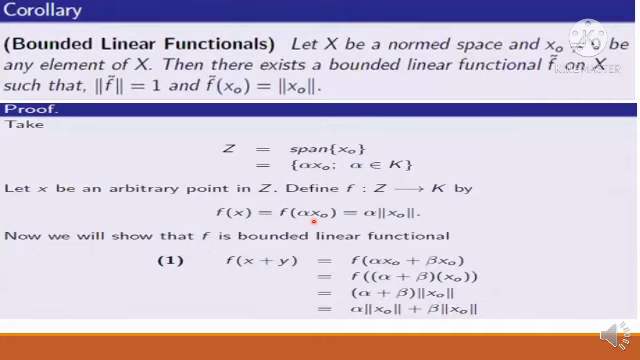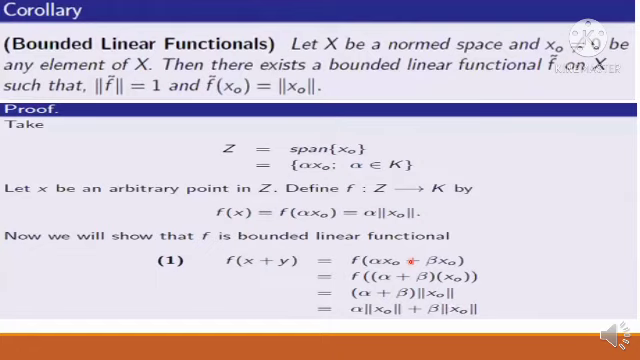If we apply this f on alpha x0, it will give alpha times the norm of x0. Now we will show that this f is a bounded linear functional. First we will prove that it is linear, later we will prove that it is bounded. Now the first property of a linear functional is, if we apply f on x plus y, that is f of alpha x0 plus beta x0.